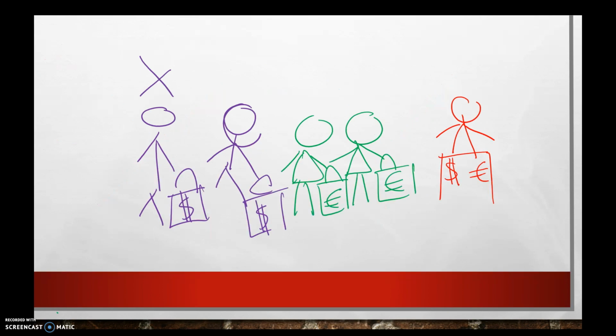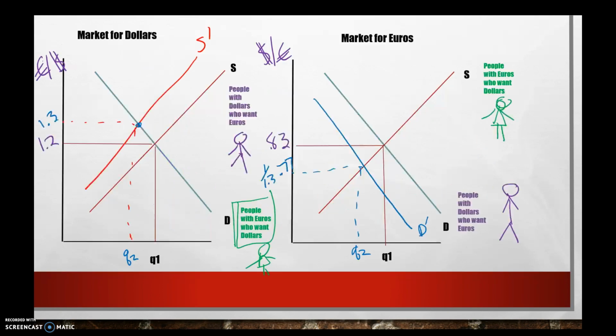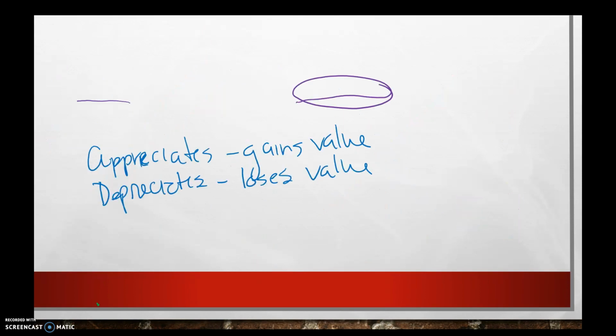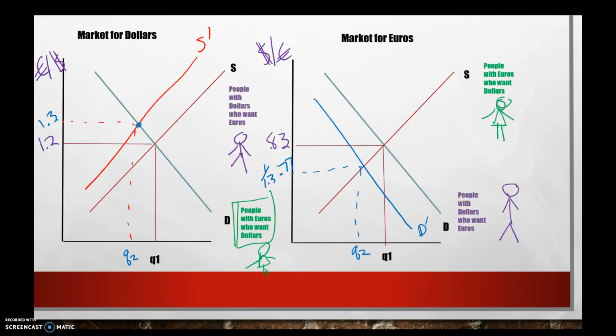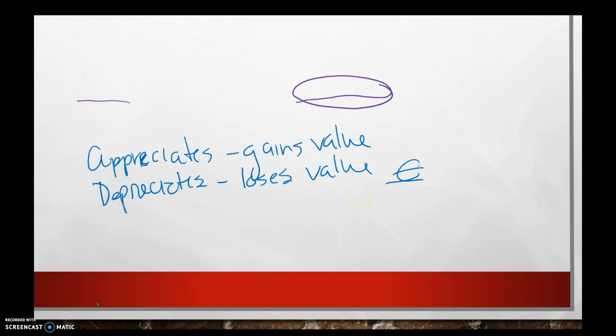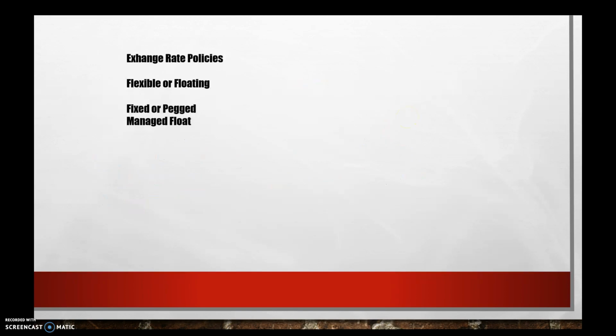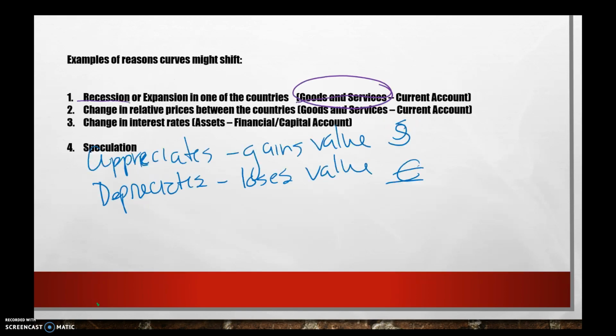So the euro depreciated here. In terms of the dollar, it used to cost 83 cents to buy a euro, and now it only costs 77 cents. So the dollar appreciated. Dollar appreciated.